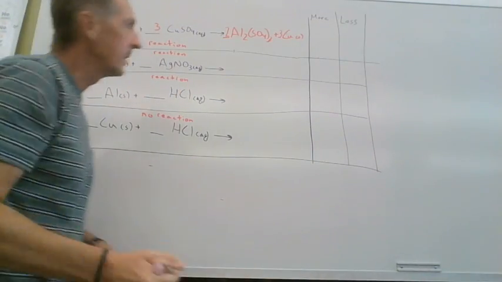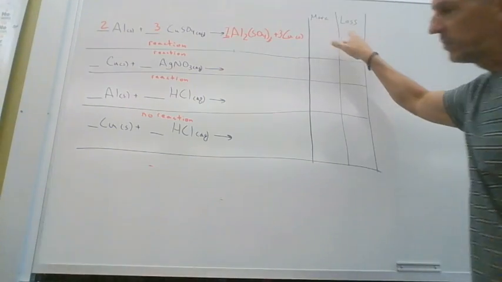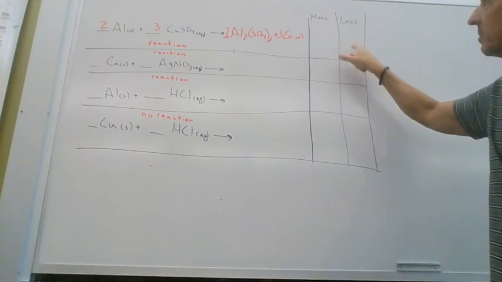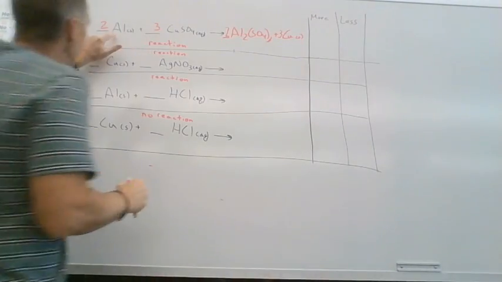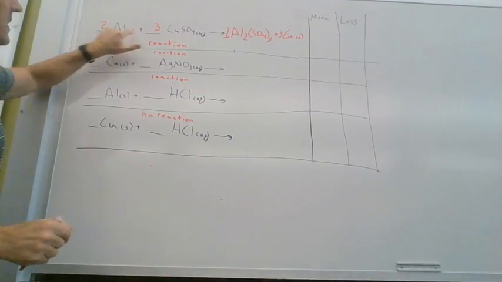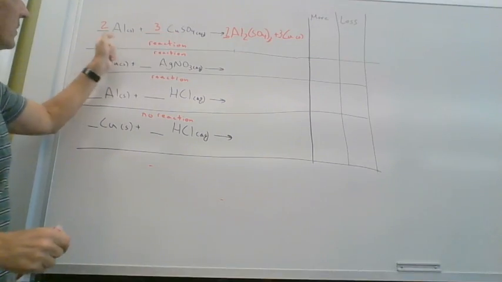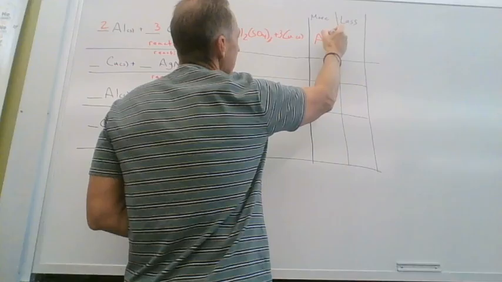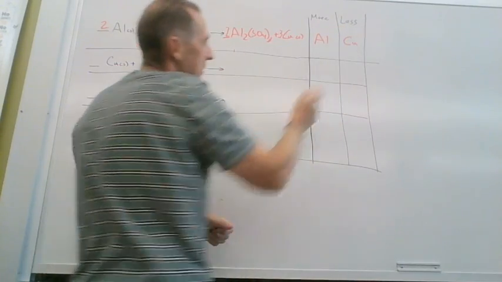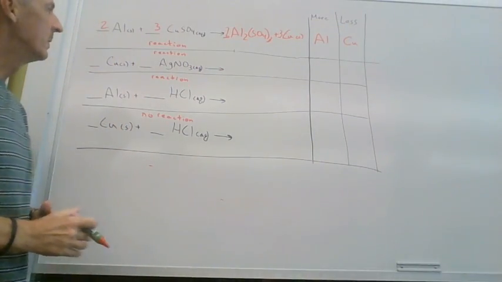Now the second part your lab is asking you is which one of the 2 metals is more active. And if the equation moved forward, that means this aluminum donated electrons to this copper, so it's more active than the copper. So the aluminum is a more active metal than copper, right?